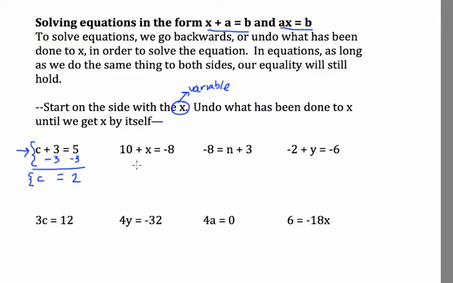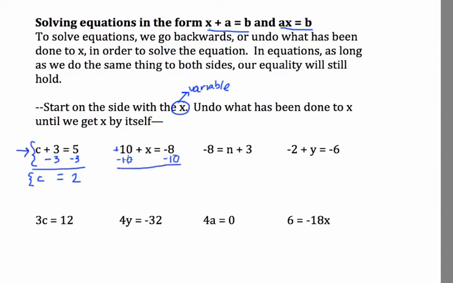10 plus x equals negative 8. Again, go to the side with the x. That's this side. And what has been done to the x? Well, we have a positive 10 that's been added on. So we're going to subtract 10 from both sides. Undo what's been done to the x.